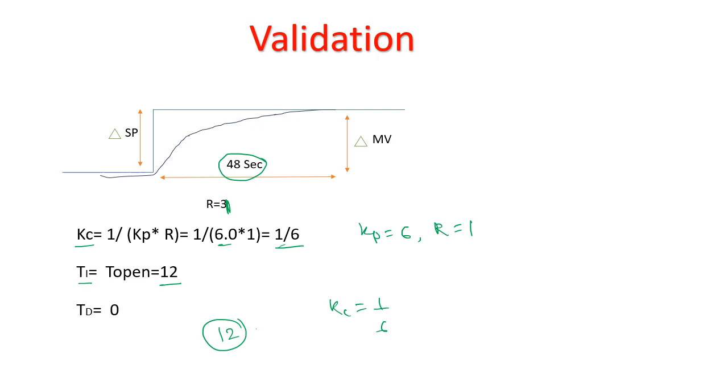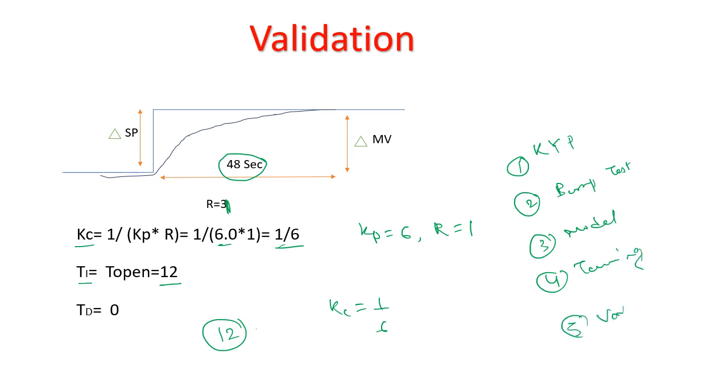So I hope you have understood the process. First, know your process, right? Then do the bump test, which is basically the open loop bump test. Then do the modeling, then do the tuning, and at the last do the validation. If you do loop tuning in this way, then obviously your loop tuning will be very stable and you will not come across many issues in the future. Thank you.